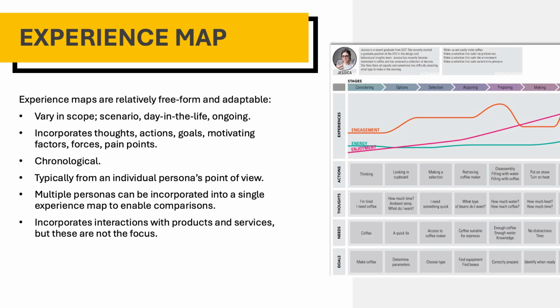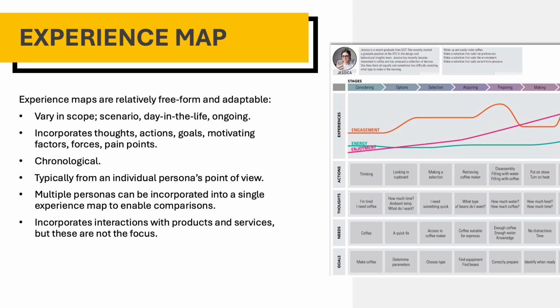In terms of the actual content that goes into an experience map, it can vary a lot, which means they are quite freeform and adaptable. They vary in scope depending on the context or the problem being explored. This could be a specific scenario, a day in the life, from morning all the way through to evening, or it could be much longer than just a single day. Because of this varied scope, the information included on these also varies.